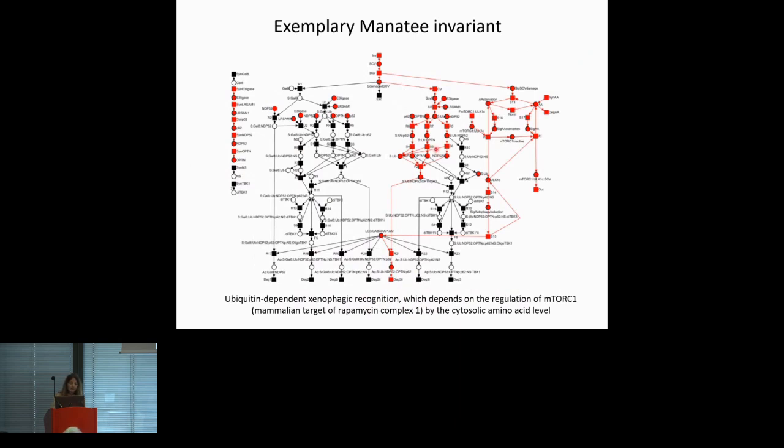Okay, and that is here now the one exemplary Manatee invariant we found, for the system 19 Manatee invariants, and we see here nicely that we combine also the former blue transition invariant and former green transition invariant to describe ubiquitin-independent xenophagic recognition in dependence on the regulation of mammalian target of rapamycin complex 1 and the cytosolic amino acid level.